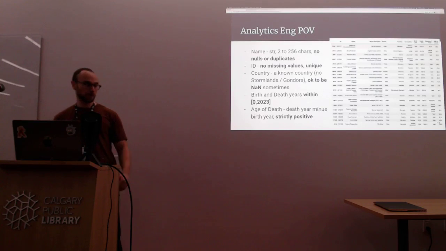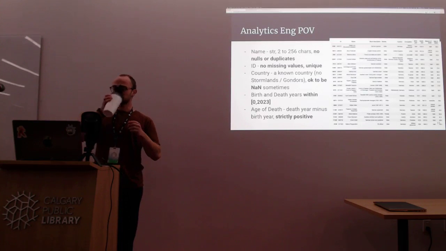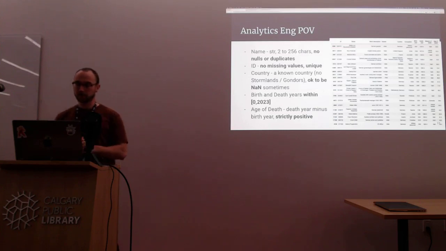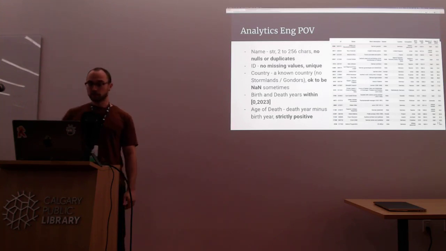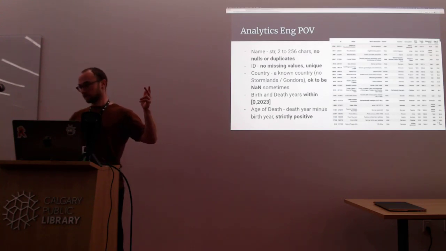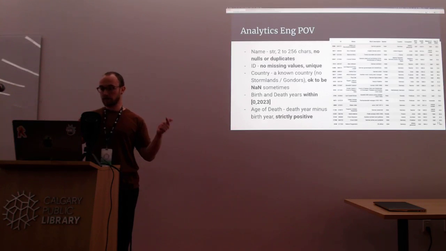So again, if we go through the different personas, we can set up some pretty definitive expectations of that data. First of all, an analytics engineer who is going to build dashboards perhaps from this data would like to make sure that the name is of a constrained length. It's not an erroneous dump of some PDF field, but rather an actual name. We want to make sure that the IDs in that data are unique, not missing. We want to make sure that the country is a real country, not Stormlands, not Gondor.